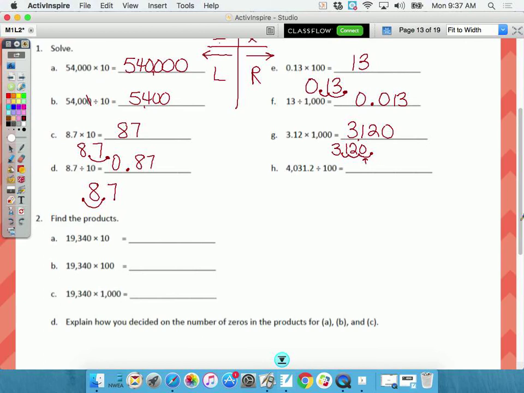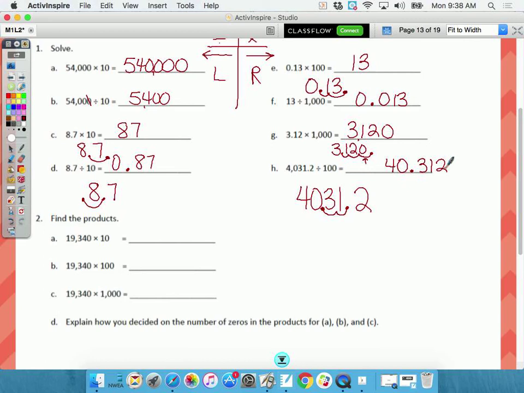All right, so I have, wow, look at this number I'm going to rewrite. 4,031 and 2/10. Write that down. I'm dividing by 100. So which way will I move my decimal? To the left, because I'm dividing. And so I'm going to write 40 decimal 312.